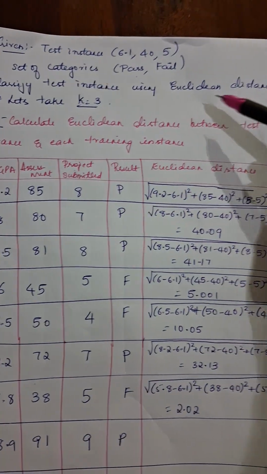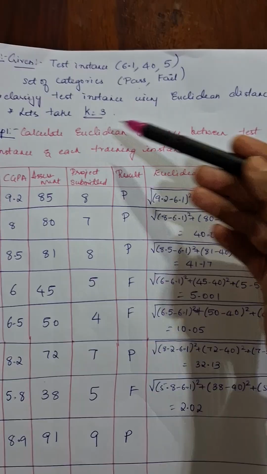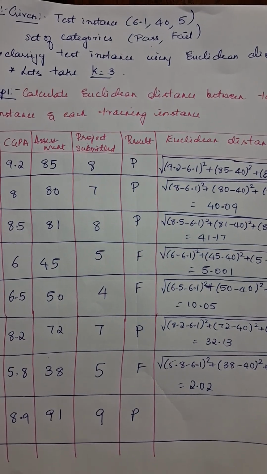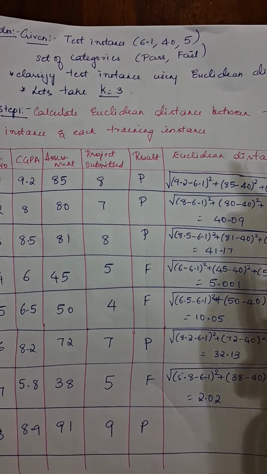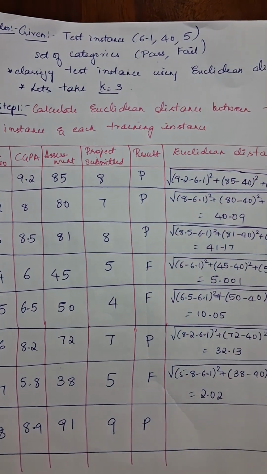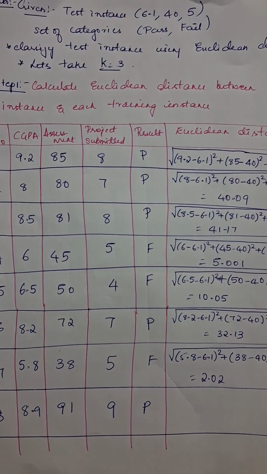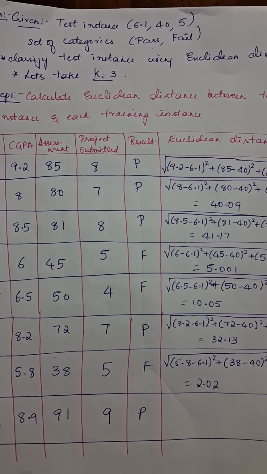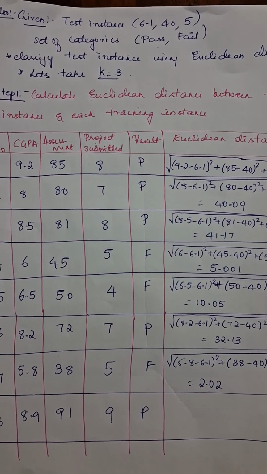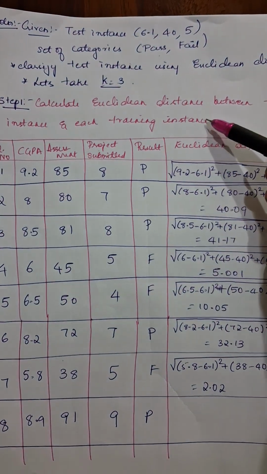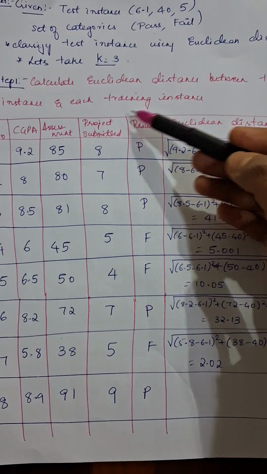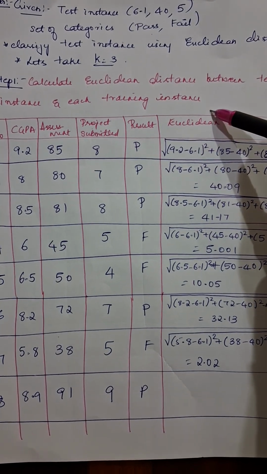Now in this case, let's use Euclidean distance to find the distance between the test instance and the training database. Let's take k equal to 3. As discussed in the previous session, k is basically the number of nearest neighbors, so we are going to choose 3 nearest neighbors. Step 1 is to calculate the Euclidean distance between the test instance and each training instance.